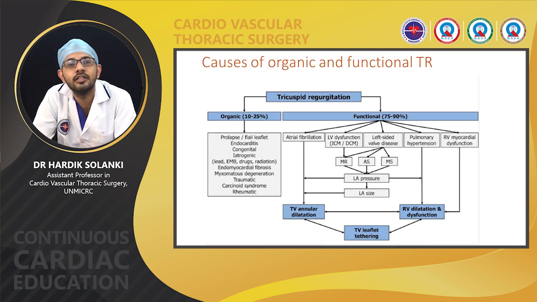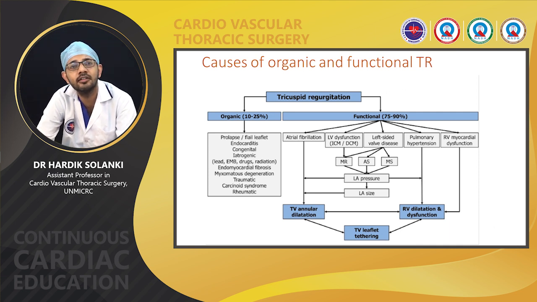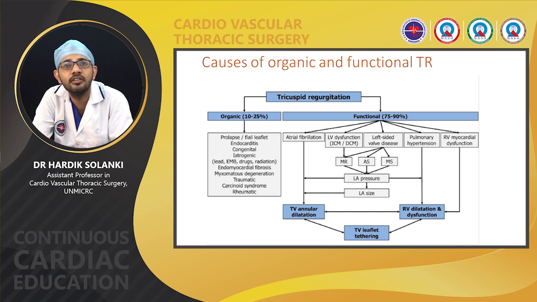The pathologies of the tricuspid valve are tricuspid regurgitation and tricuspid stenosis. The most common is tricuspid regurgitation. There are two causes of tricuspid regurgitation: one is organic and the second is functional, of which functional is more common.